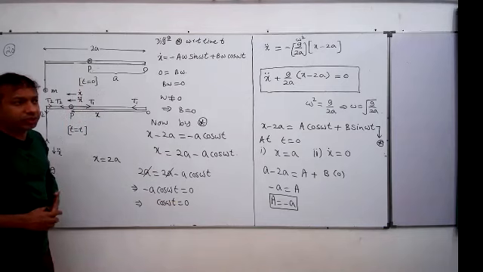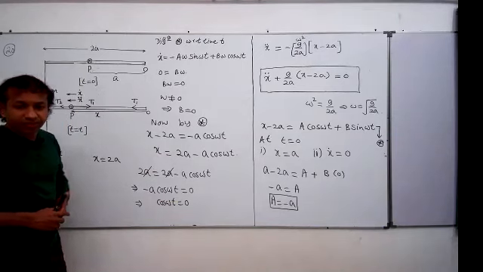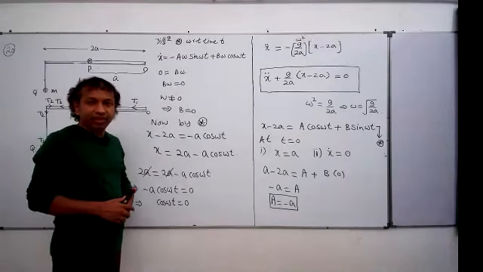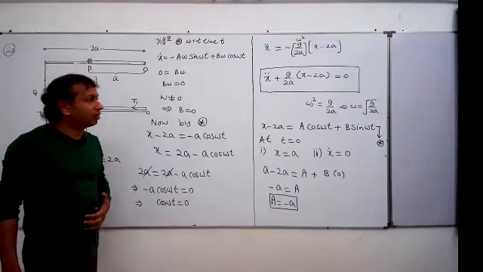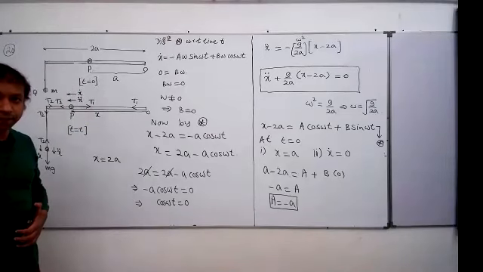For what angle does this cos become 0? 90. 270. 270, can't you take 270?